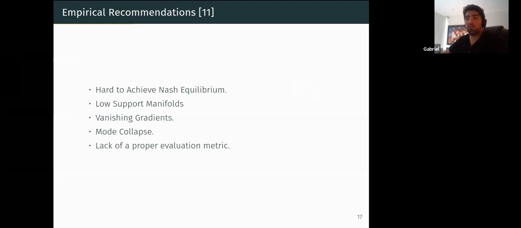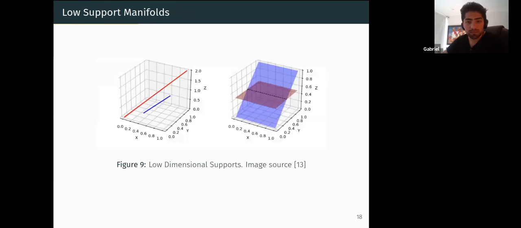This is going to be very important because the low support manifolds are going to have some mathematical implications that we're going to study later on. And the vanishing gradients, well, if we have zero gradients, then that would explain why our generator gets stuck, because it has no gradients to update its weights. We also are going to suffer from mode collapse and a lack of proper evaluation metric. And I'm going to start showing you what I mean by all this.